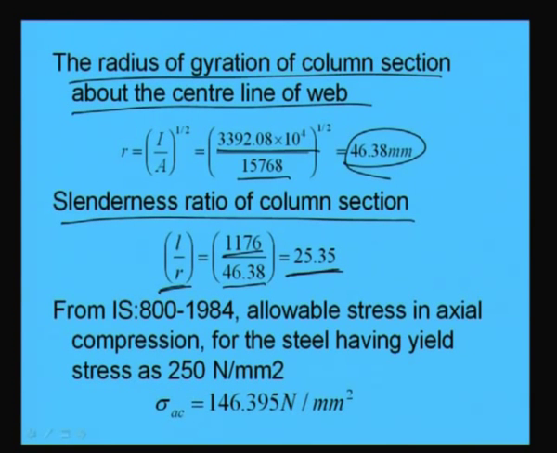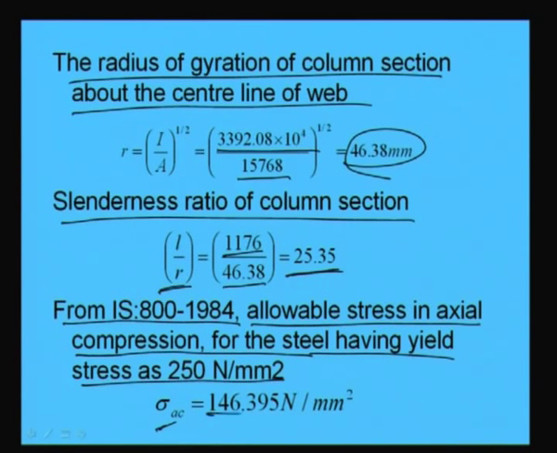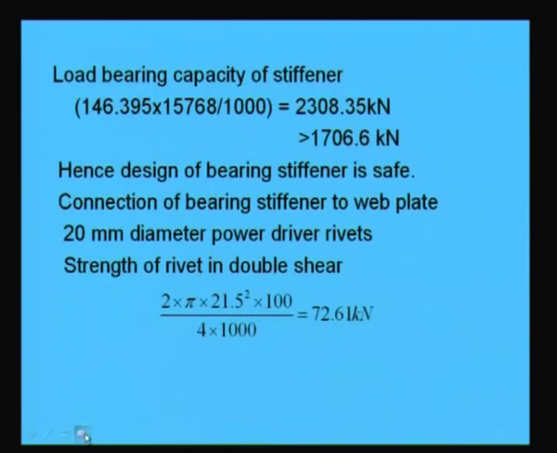So, from IS 800 1984, allowable stress in axial compression for the steel having yield stress of 250, sigma AC, can be found out. So, from the table of IS 800 1984 we can find out the permissible compressive stress sigma AC as 146.395 Newton per millimeter square for this L by R ratio and for Fy 250.